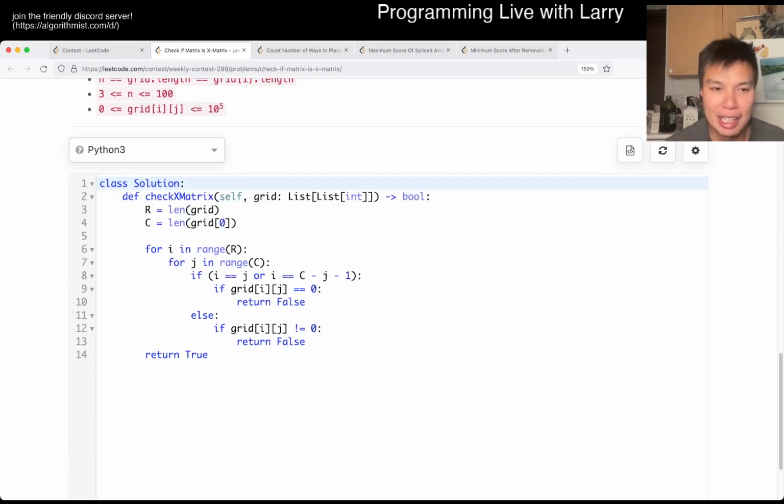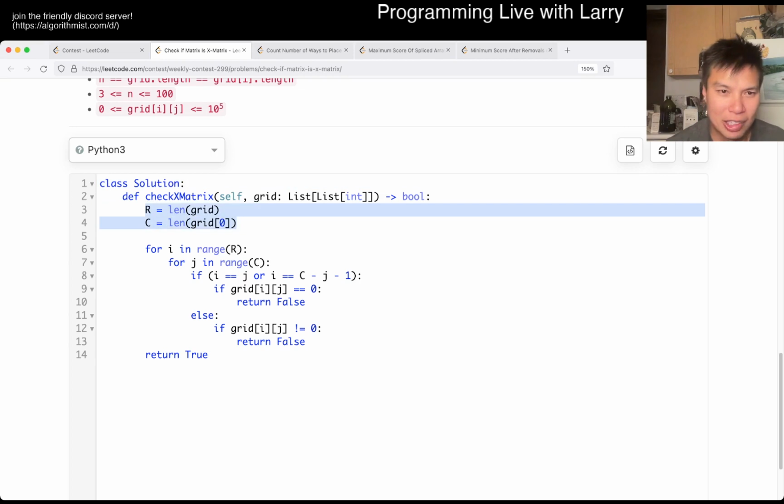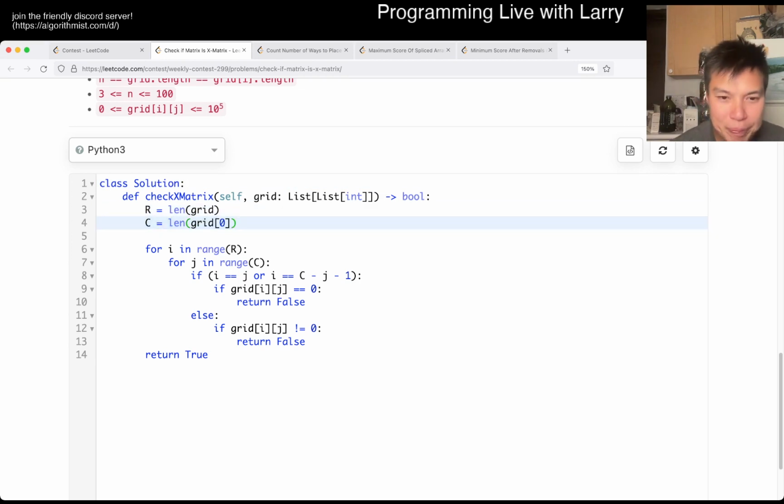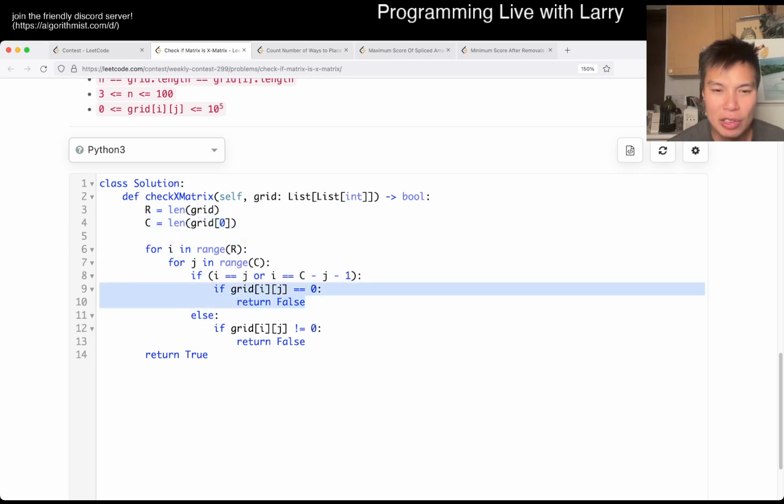And this is the way that I check it, even though I know that this is a square grid, so I don't know. But yeah, if there's a 0 that is on the diagonal, it's false. If there's a non-zero that's on the other parts, then it's also false, otherwise return true, and that's it.